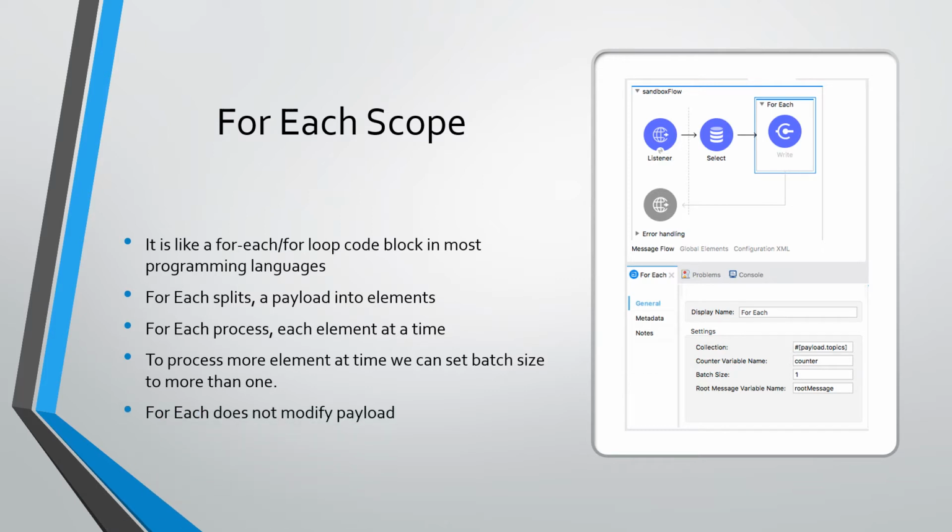Another thing, the for each scope does not modify the payload. So whatever payload it receives right here, it will output the same payload and the same payload will be sent to the next processor in the flow. Now I will demo the for each scope with an example in Anypoint Studio.